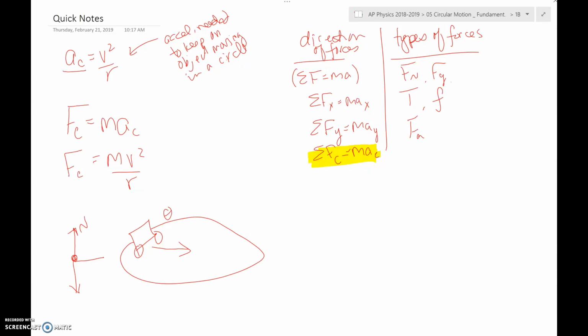Well, actually, here's the thing. What's keeping it moving around in a circle? The question is what's keeping it moving around a circle is going to be friction. So which way is our friction force going to be? Well, if it's keeping it moving in a circle, this has to be our friction force. This is our weight force. So then what is our net centripetal force? In this case, it's friction.